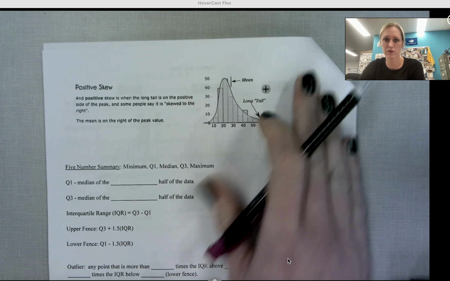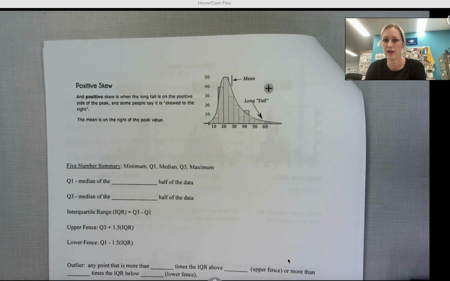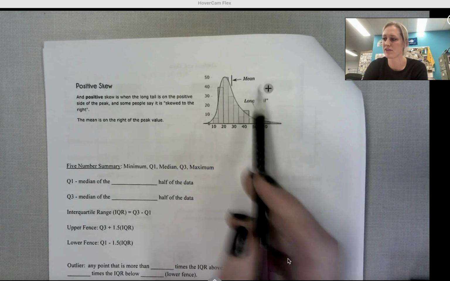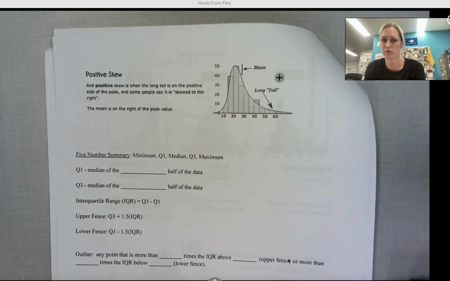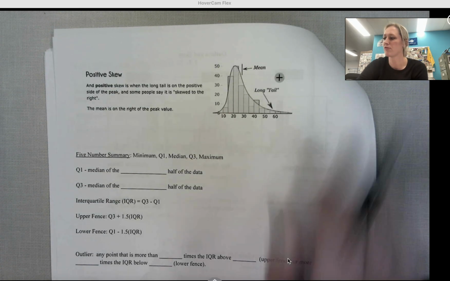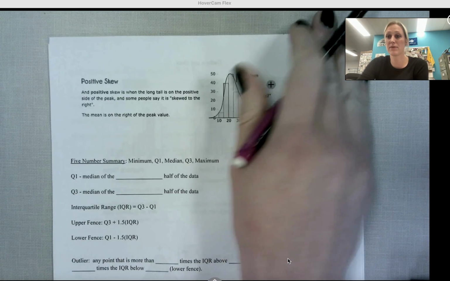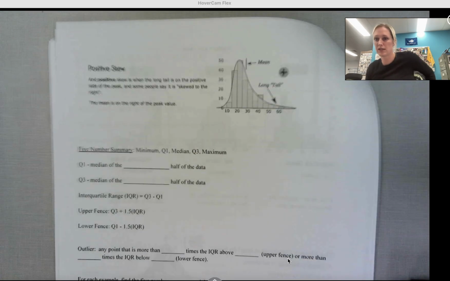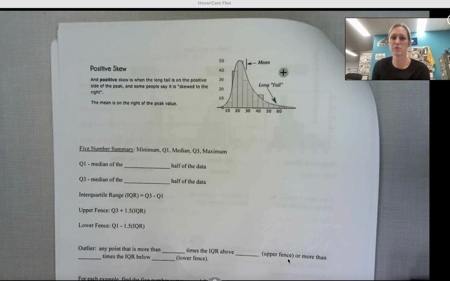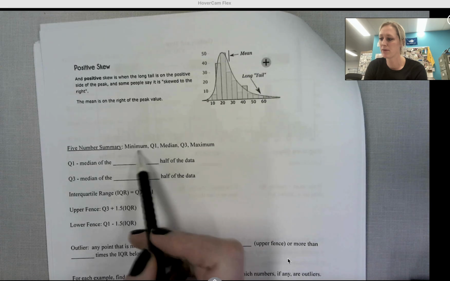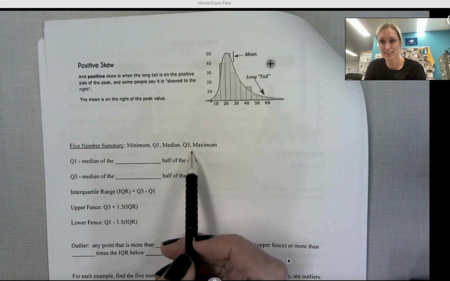Another picture for right skewed or positive skewed, and talking about why we call it that way. The long tail is scaled on the positive side of the peak, and the mean is also to the right of the peak. Okay, so we're going to be looking at this quite a bit, especially these next two lessons, something called the 5-number summary. And so these are the 5 numbers that we want to find given some data.